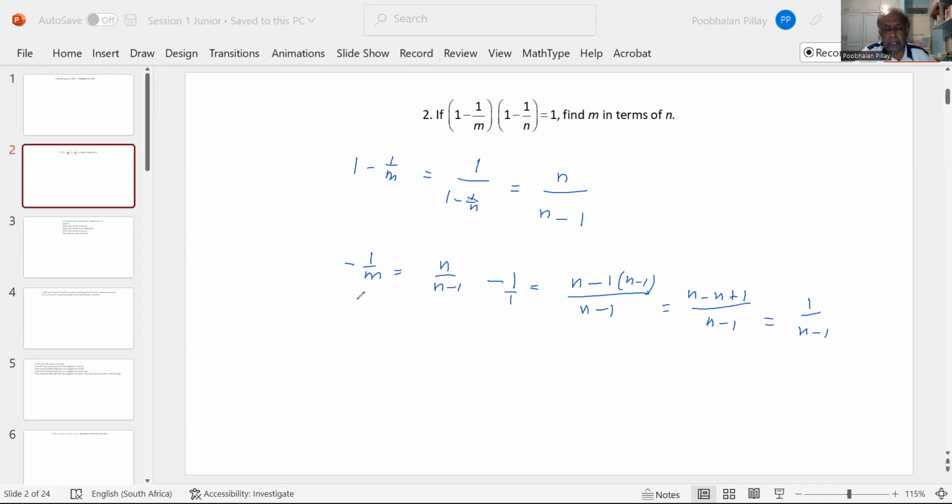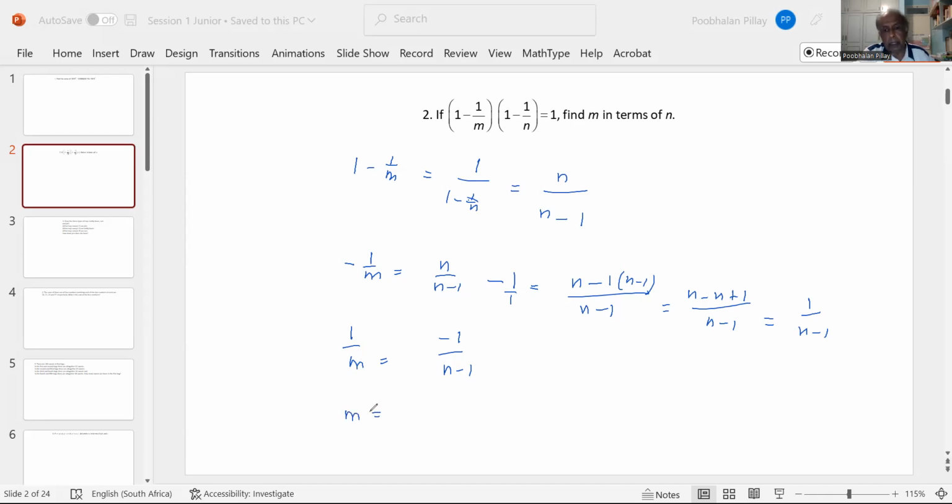Okay, maybe we can change the signs first. So you get plus 1 over m is equal to minus 1 over n minus 1. And you change the sign, or you multiply on both sides by negative. The negative 1 times negative 1 is just plus, and you multiply this by negative. And now you can just turn this thing upside down.